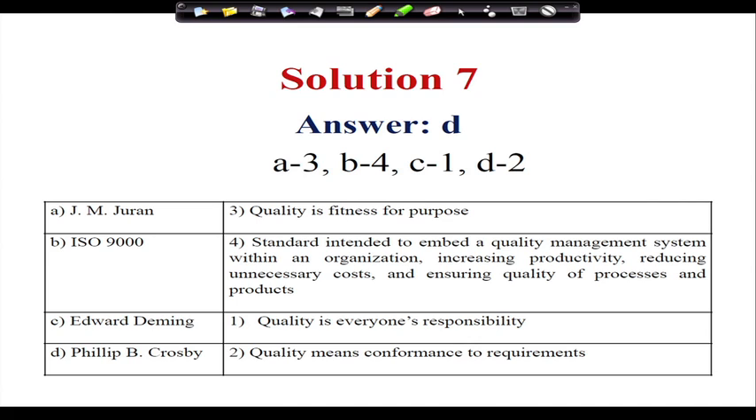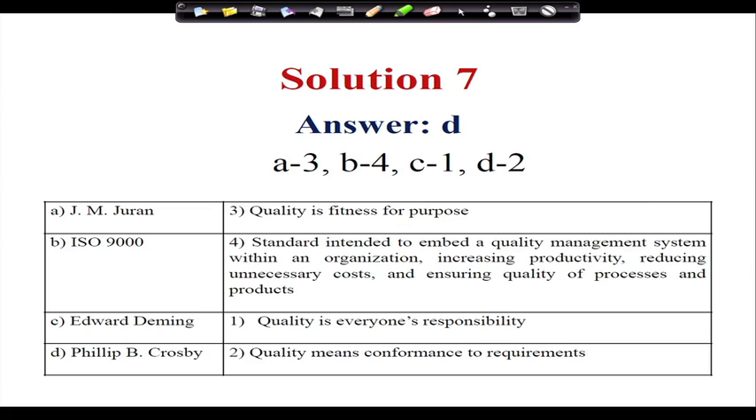ISO 9000 is a standard to ensure consistency in the practices and hence the quality of processes and products. Edward Deming advocated quality is everyone's responsibility. You cannot see quality as a chocolate wrapper that you can put on the product or process and say that quality is achieved.